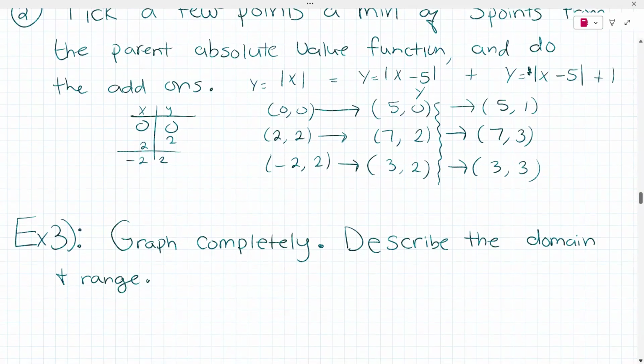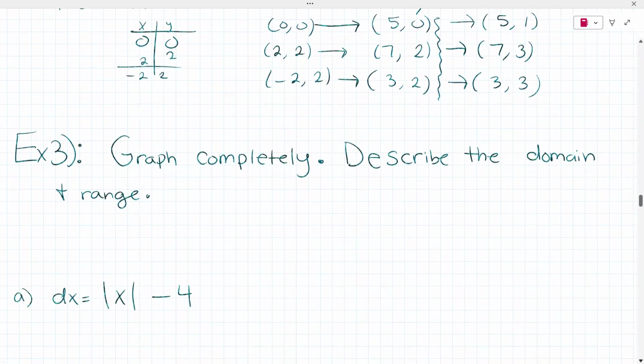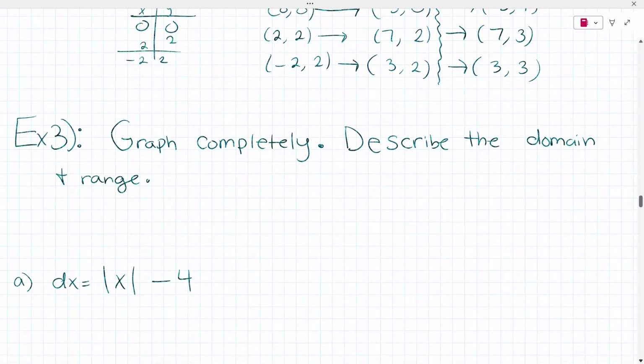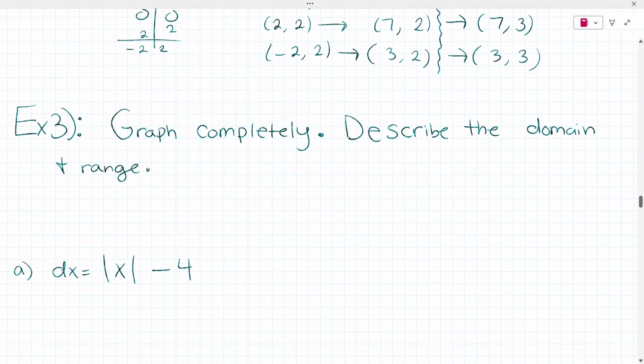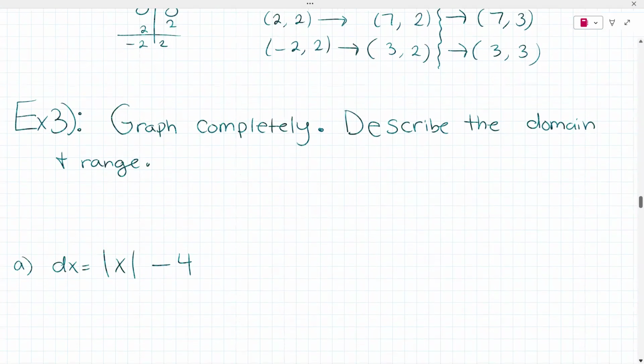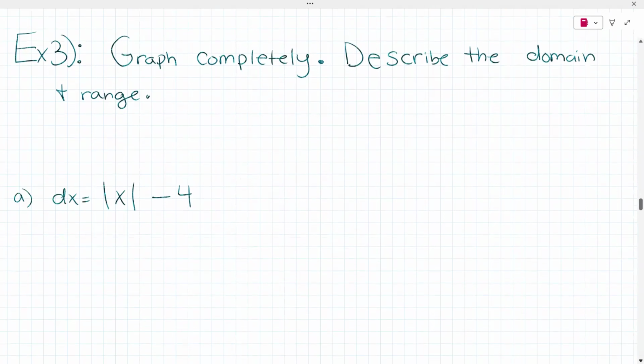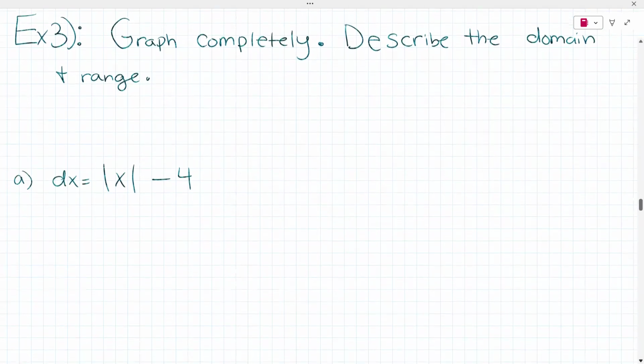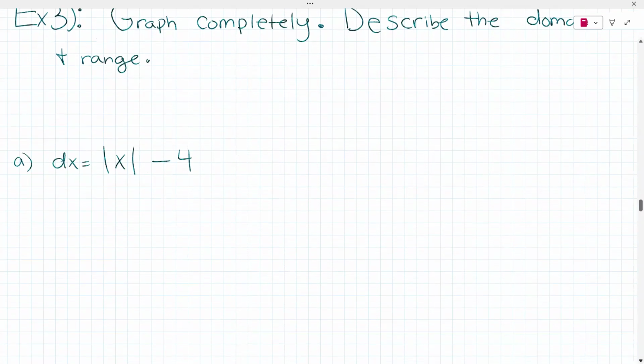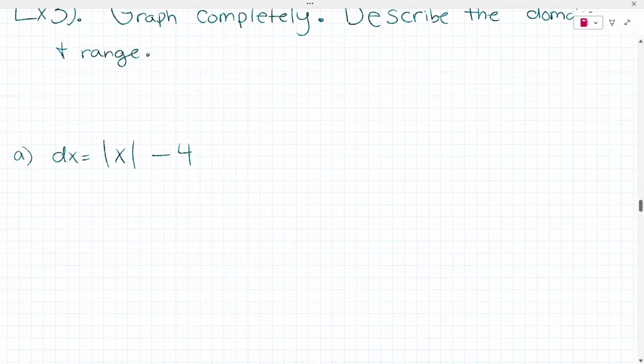So let's do some examples. Let's start with letter A. Graph completely, describe the domain and range. So, what do you want to do? We have d of x equals absolute value of x minus 4. There's only one thing that's happening. This minus 4 is, so what I would do is write down what you have. That minus 4 is a vertical shift of 4 units down.